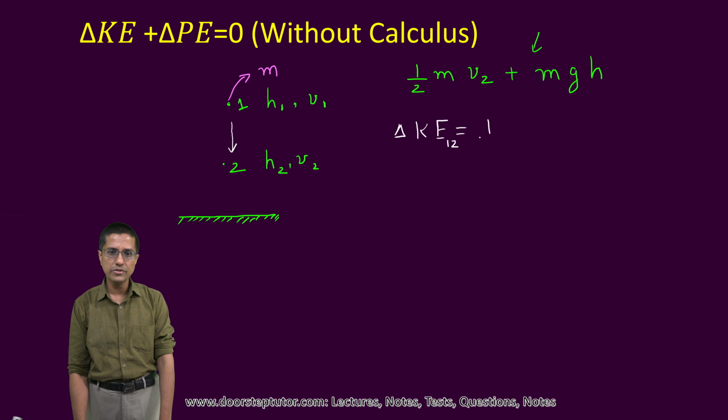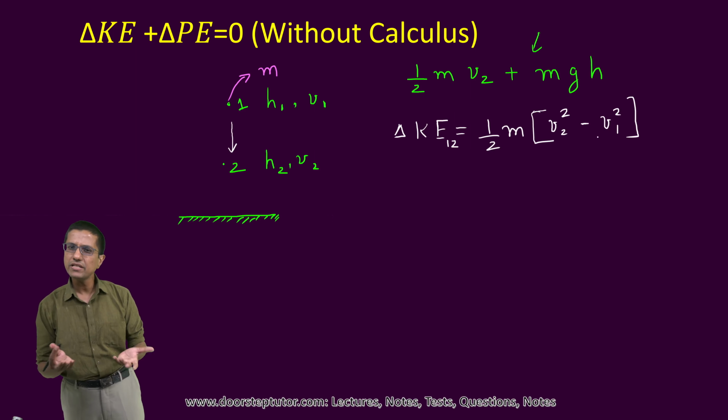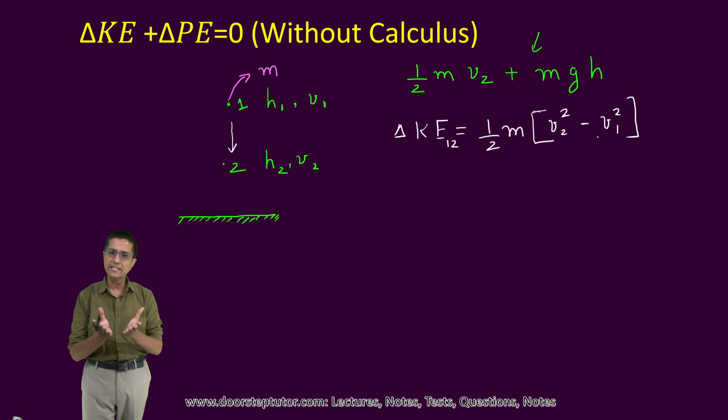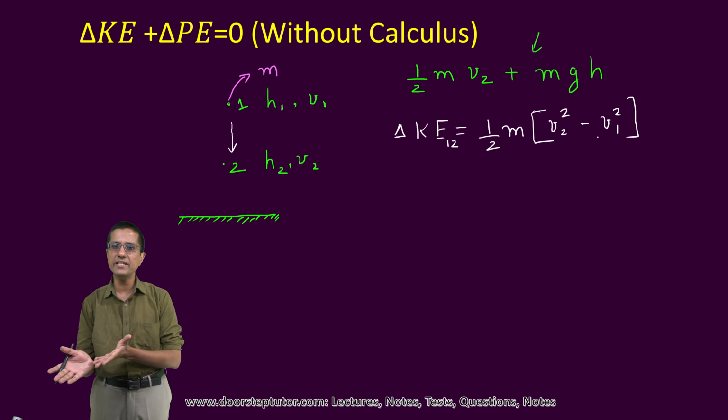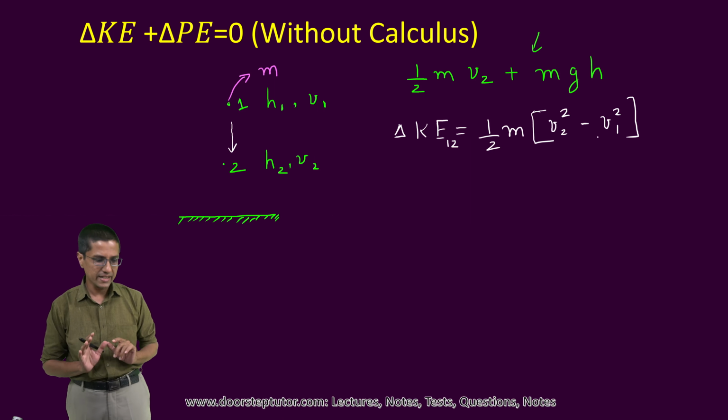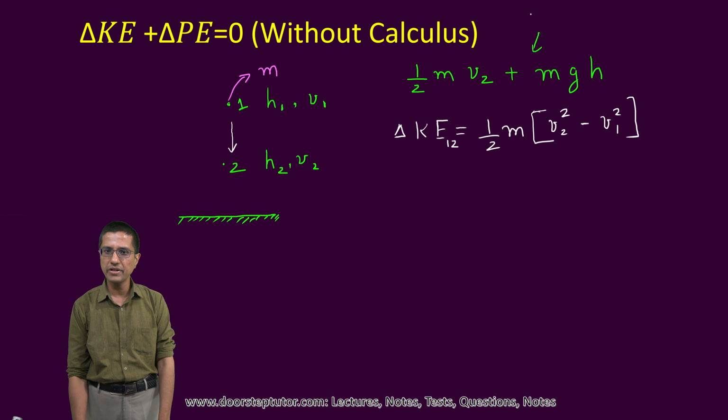Now that, of course, we know would become half m, which is constant, and the change in kinetic energy is v2 squared, that is the final, minus the initial v1 squared. Very simple, right? We just did final minus initial, and that is of course the change in kinetic energy. Not difficult at all.